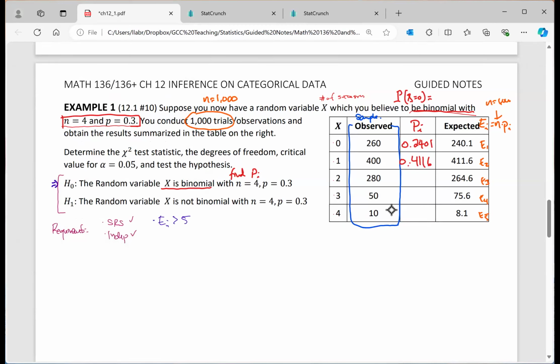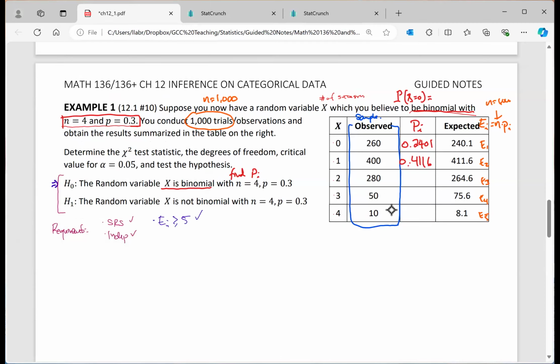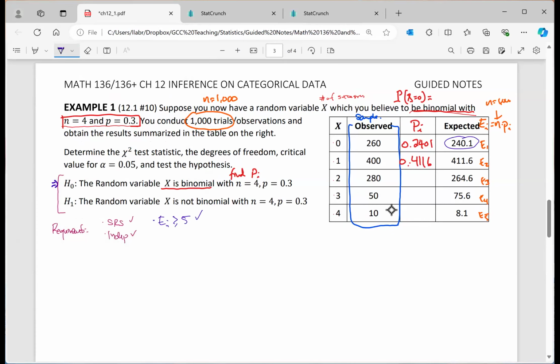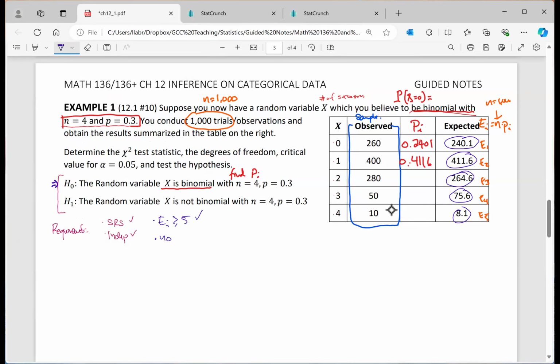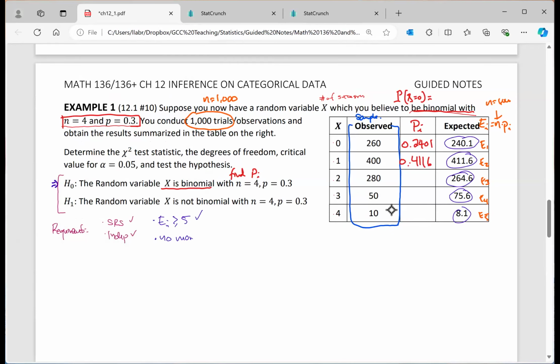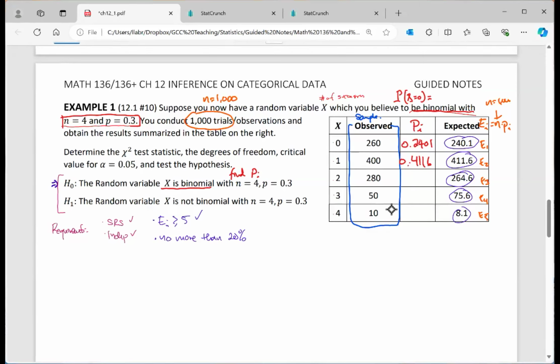And I'm just going to check off greater than or equal to 5, because you're using your eyeballs to go through these expected counts here. Look at them. They're all bigger than 5, so I'm going to check that off. The other one is that no more than 20% of the expected counts can be less than 1.